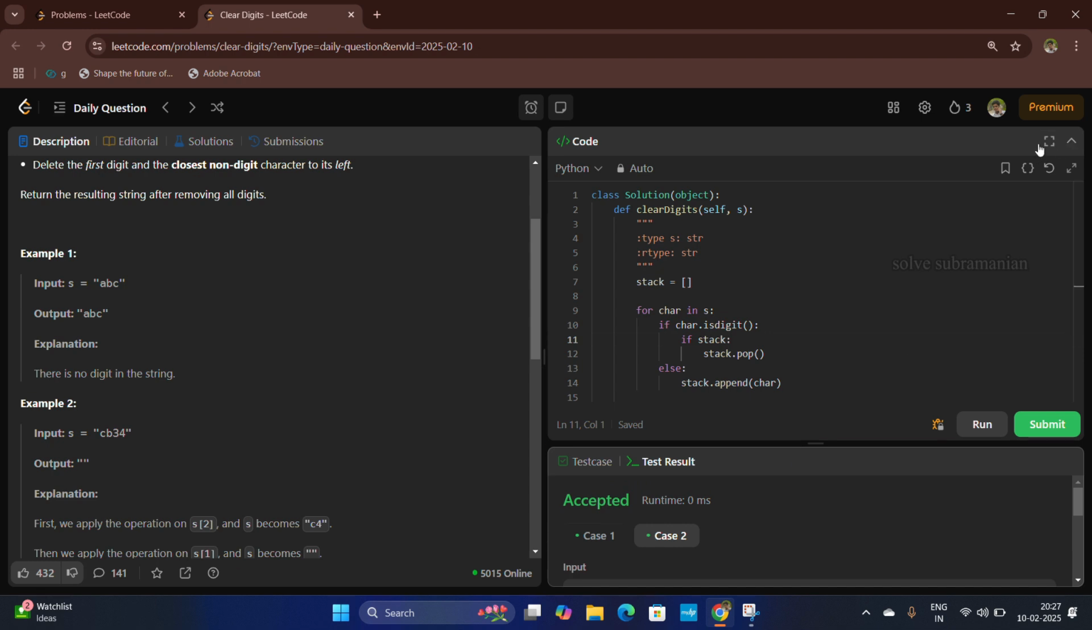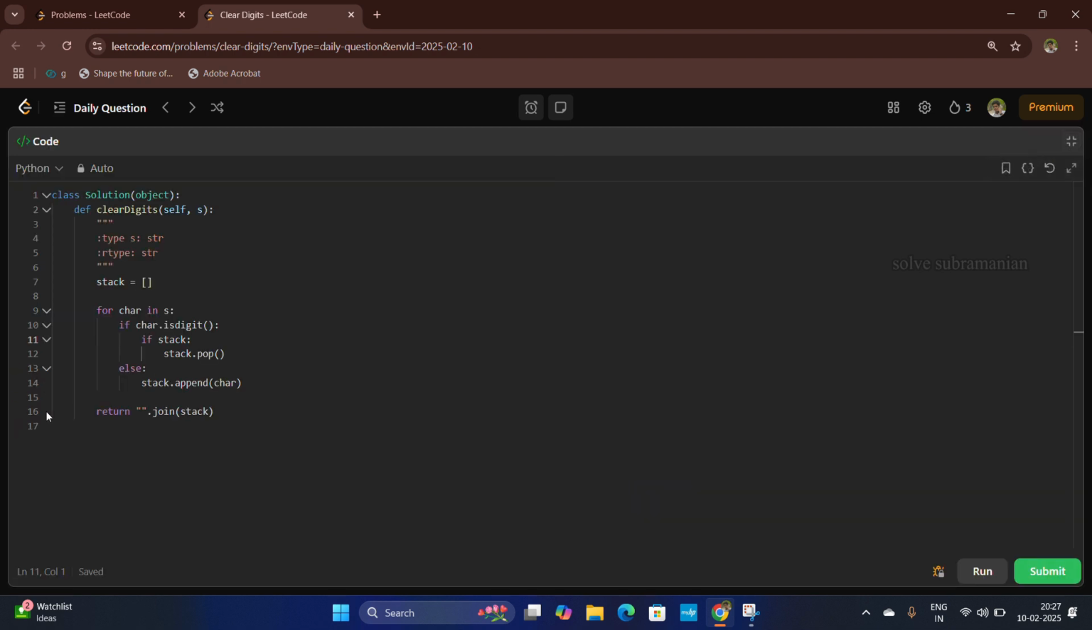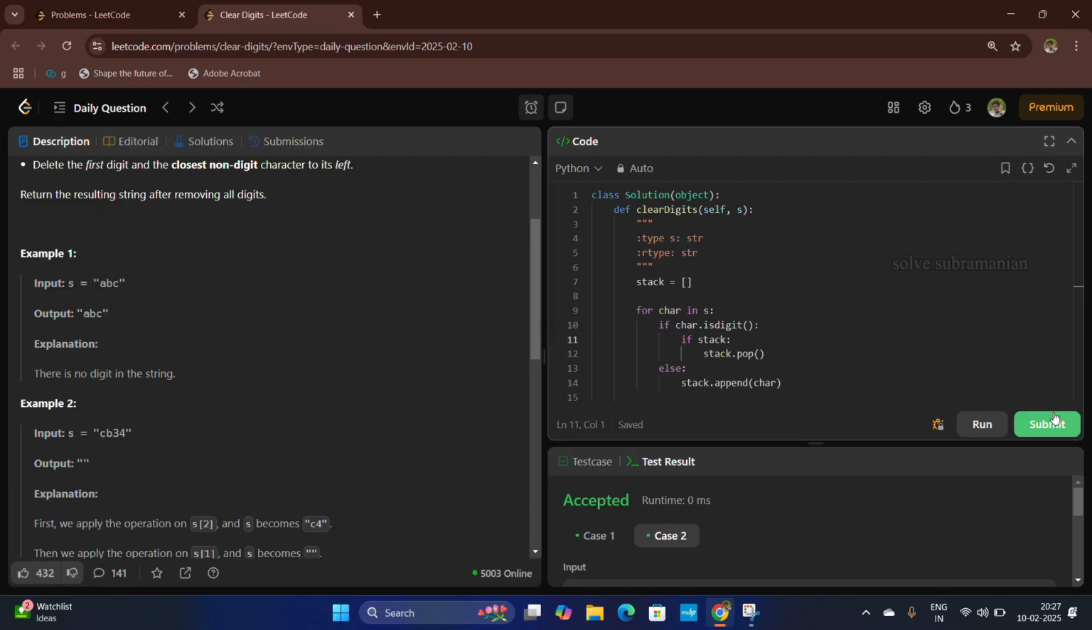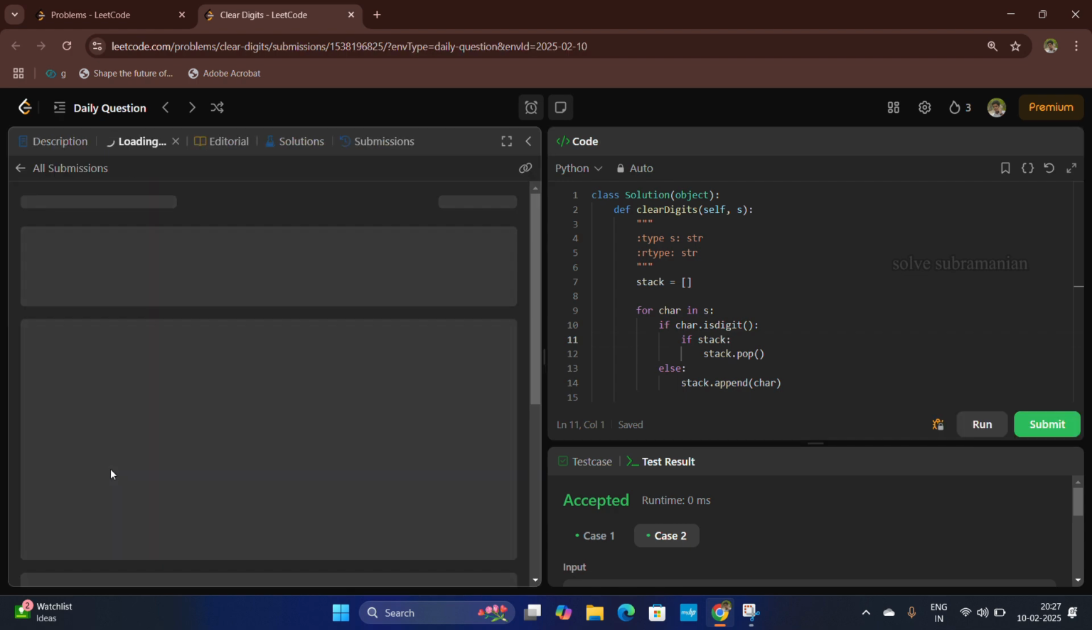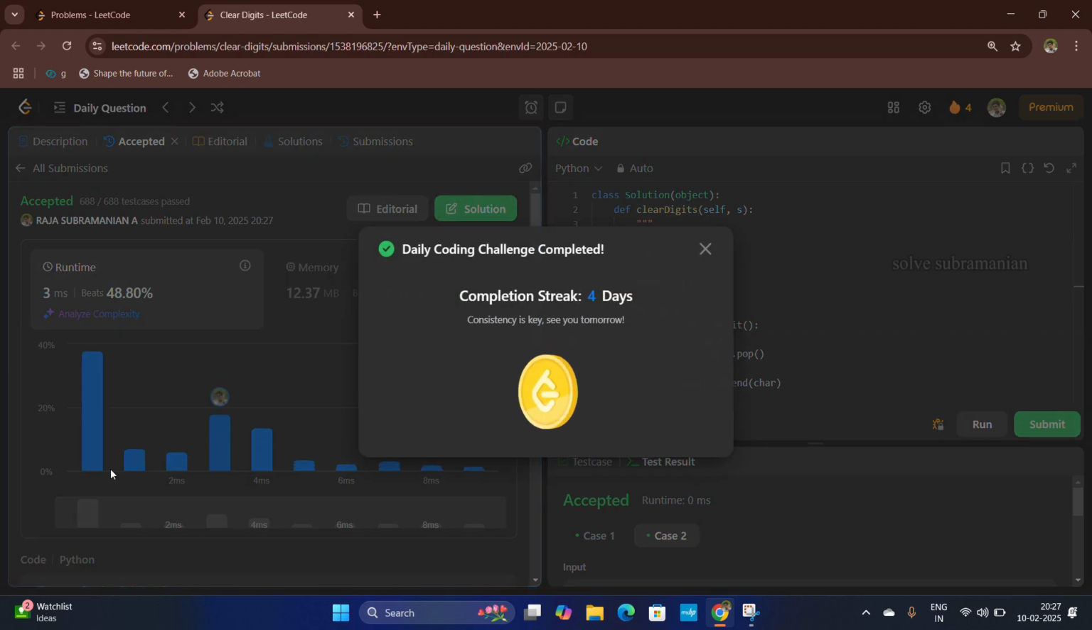And this is today's solution for the LeetCode easy daily challenge problem. It's very easy. If you have any queries, please comment on my video in the comment box. I will reply to each comment. I am waiting for you. Let's submit our code. Yeah, I have completed a 4-day streak for the daily challenge problem. Okay, see you tomorrow.